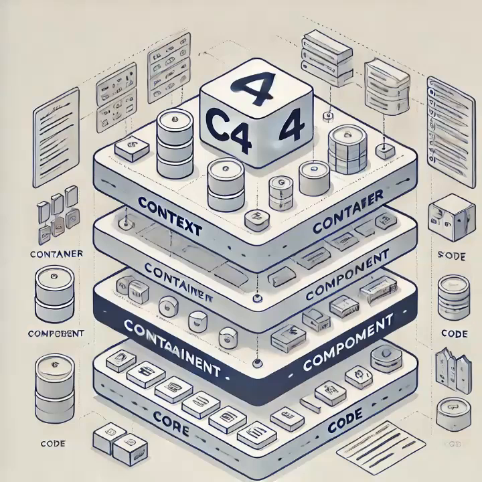So what happens when we want to zoom in a little closer? What's the next level down? The next level down is the container level, and this is where we start to see the building blocks of the system. Think of it like if the context level is like looking at a city from a helicopter, the container level is like zooming in and seeing the individual buildings. In our e-commerce example, we might have a web app for customers to browse products, an order management system.